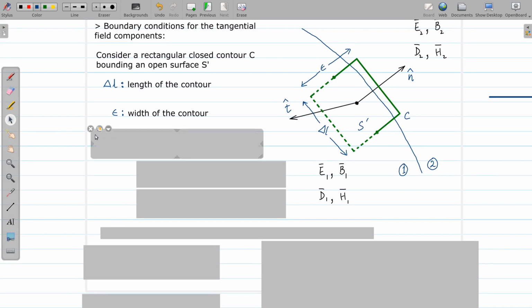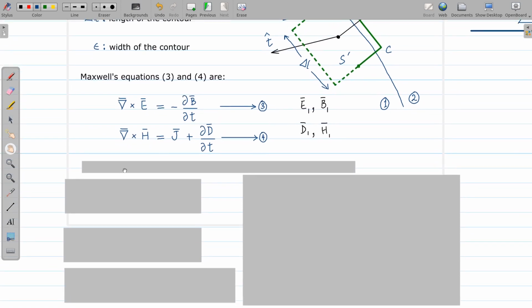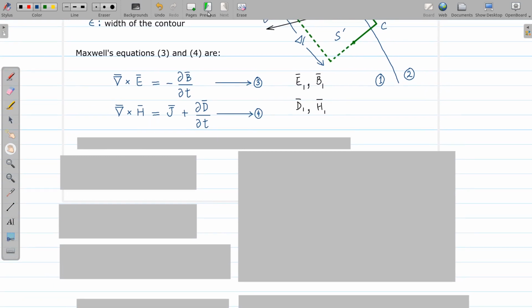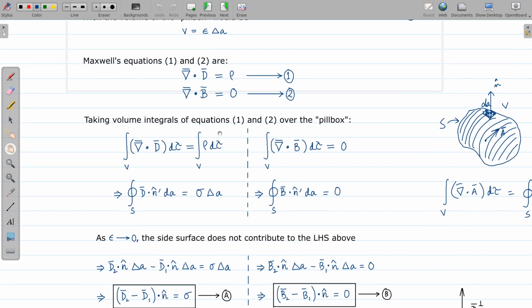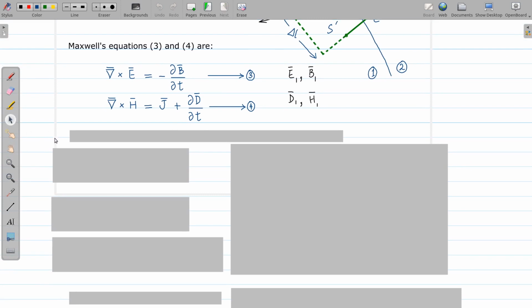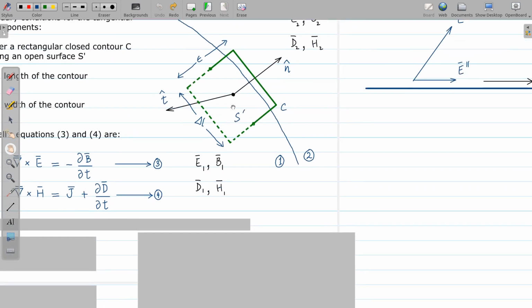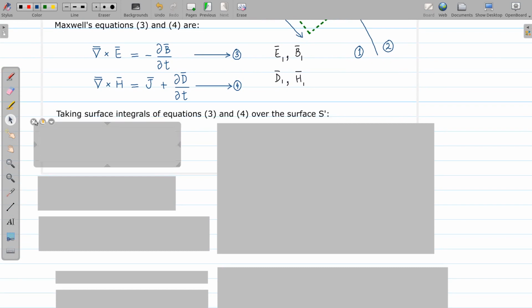Here delta L is the length of the contour and epsilon is the width of the contour. So then again we pick up Maxwell's equations 3 and 4. 3 is a homogeneous equation and 4 is an inhomogeneous equation. Now, just like earlier, where we had taken a volume integral for equations 1 and 2, here instead of a volume integral we will take surface integrals, over this surface S prime. So let's take a surface integral over S prime for the first one.